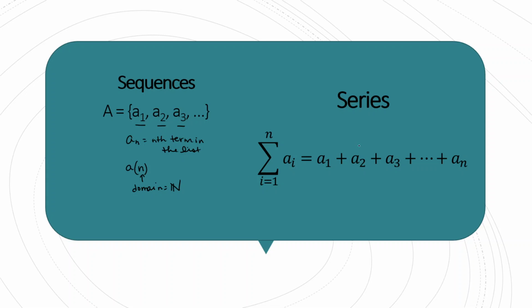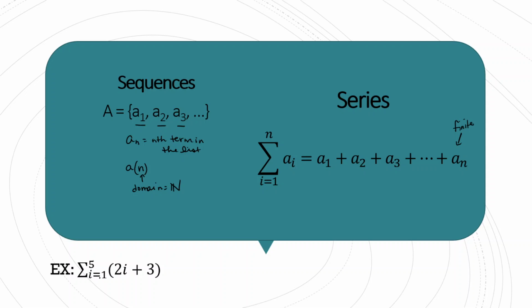A series is the summation of the terms in a sequence. This example is finite because it has an ending term. We can also have infinite sequences and series. In this notation, the capital sigma is called a sigma, and the i is our counter. We're going to start at 1 and go up to n.